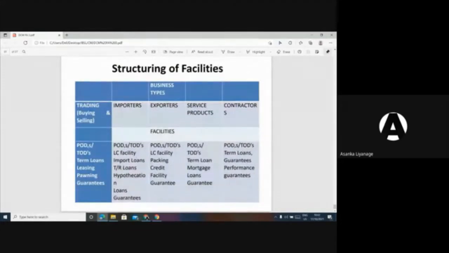Now, some examples for structuring of facilities. If it is normal trading and buying business, you have importers, exporters, then you have service providers and contractors. For normal trading and buying business, you have permanent ODs. You can structure permanent ODs, temporary ODs, term loan, leasing, pawning, guarantees. For importers, you can have the same facilities plus LC facility should be there. Import loans, trust receipts, hypothecation. Likewise, you can grant them different structures as facilities.